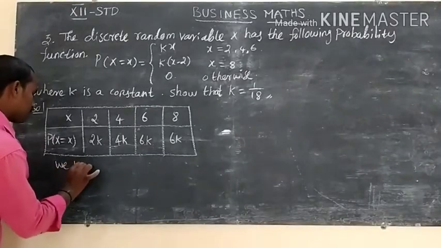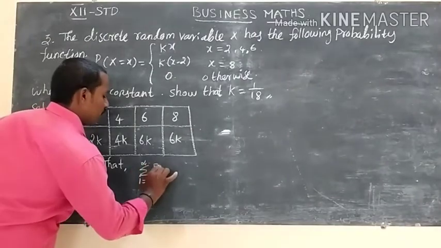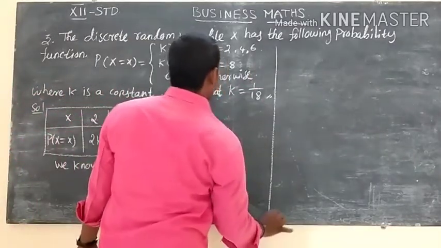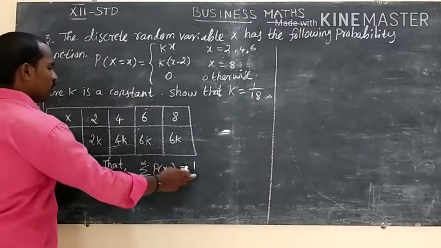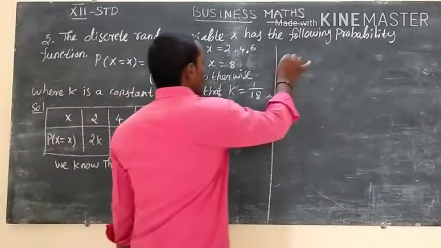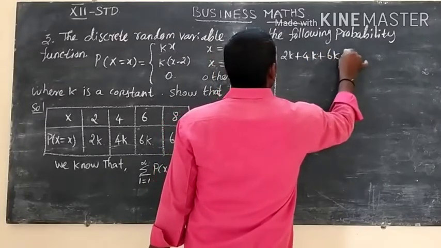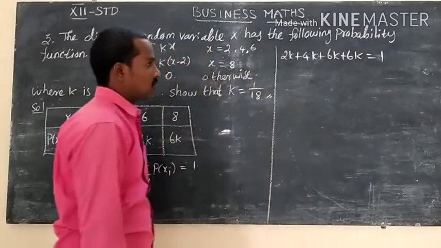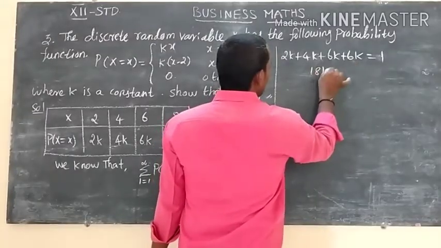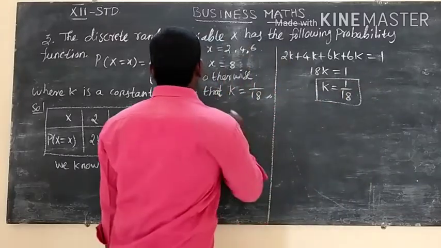We know that summation i equal to 1 to infinity P(xi) is equal to 1. This is your formula. So apply here: sum of all the probabilities equal to 1. So 2k plus 4k plus 6k plus 6k equal to 1. Then sum of all the values: 2 plus 4 is 6, 6 plus 6 is 12, 12 plus 6 is 18. So totally 18k equal to 1. So k is equal to 1 by 18. Hence proved.